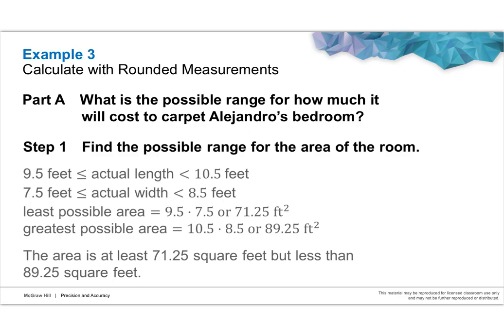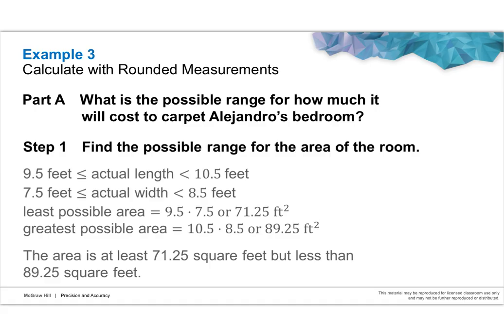So if we wanted to calculate the least possible area, we would take these two smaller measurements and we would multiply them. And with our calculators, we can see that's 71.25 square feet. Notice the units there, square.